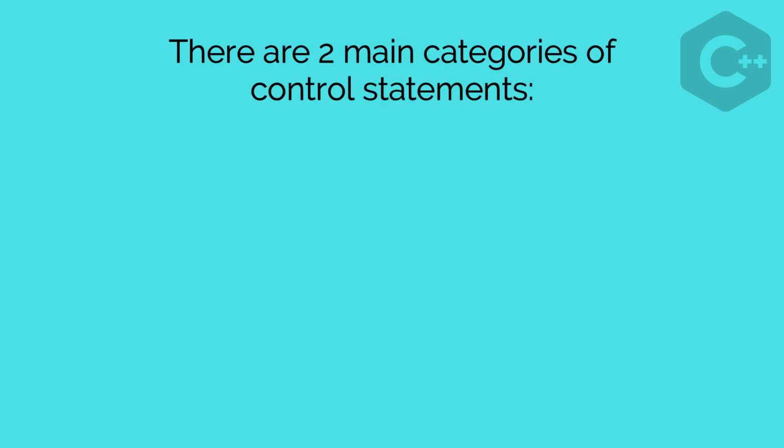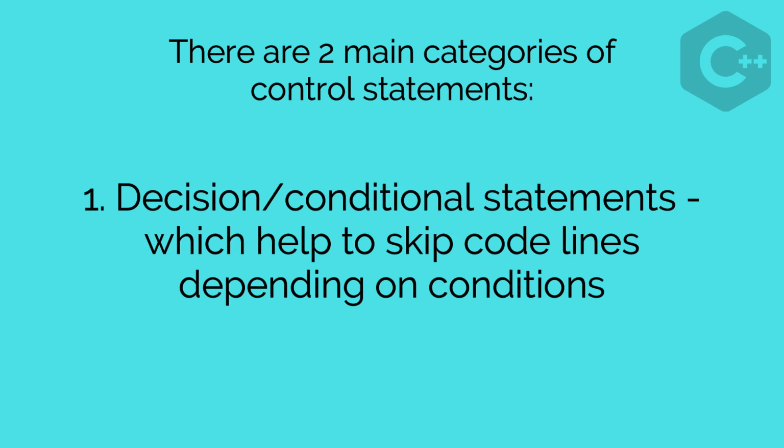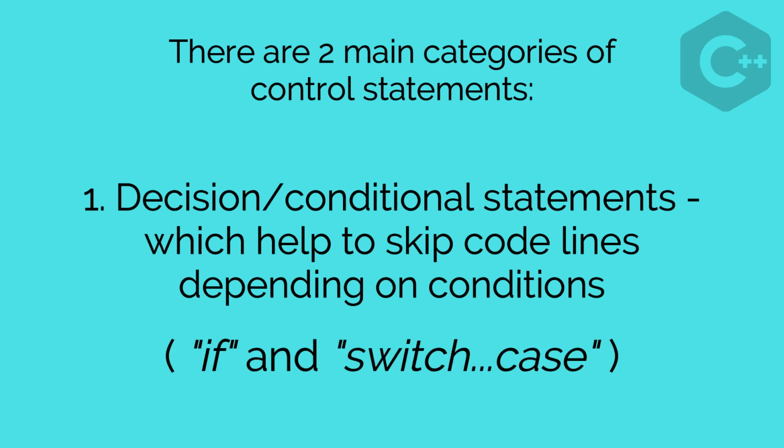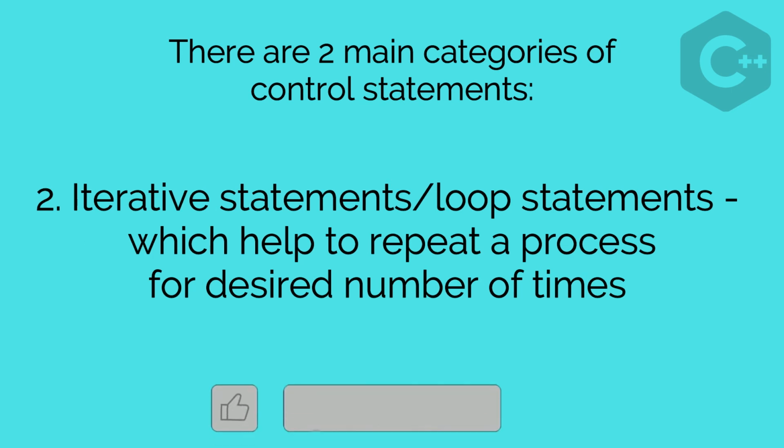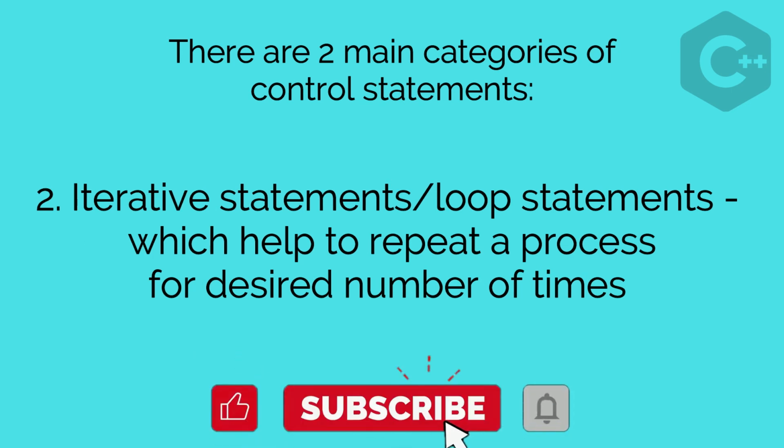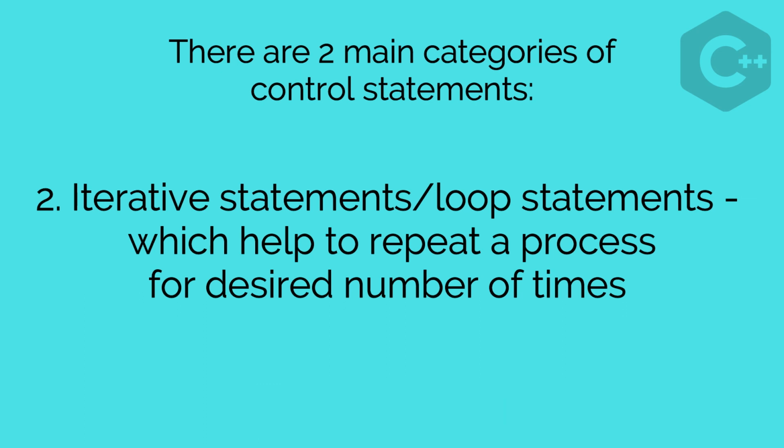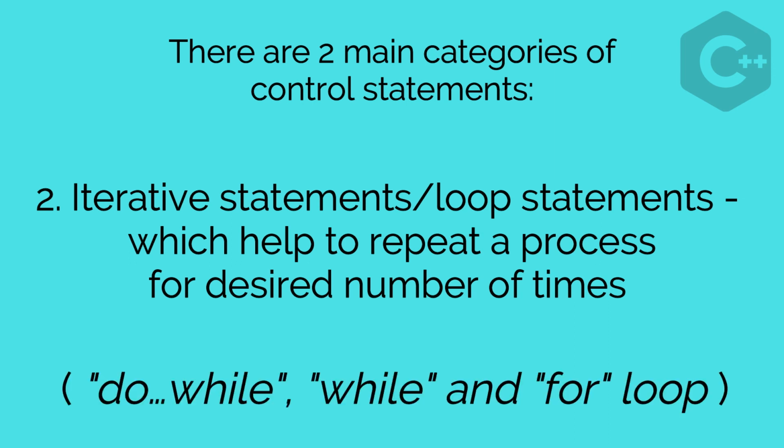There are two main categories of control statements. One is decision or conditional control statements, which help to skip code lines depending on conditions, and there are two ways to implement it: if and switch case. The second is iterative statements or loop statements. These help you to repeat a process for a desired number of times, and there are three ways to implement it: the while loop, the do while loop, and the for loop.